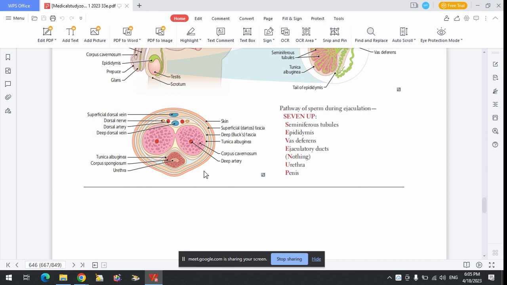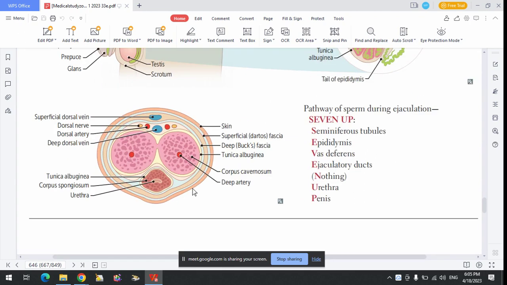What is the erectile structure in the female? The vestibular bulb. Yes, the vestibular bulb.